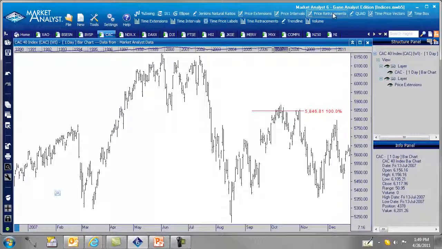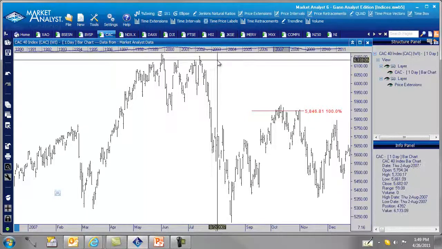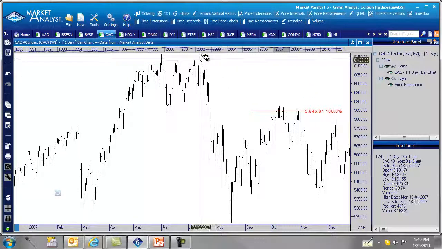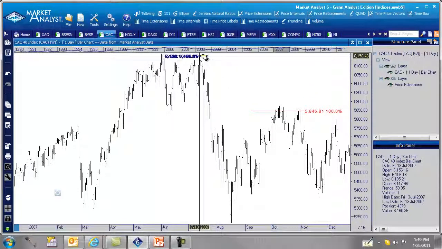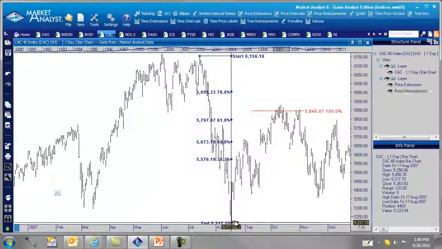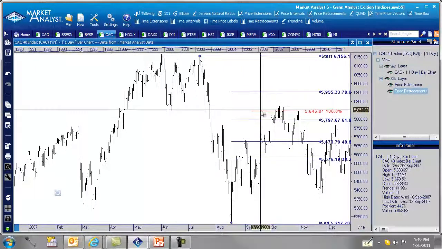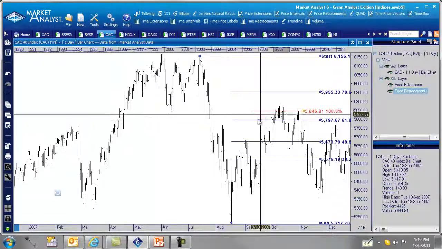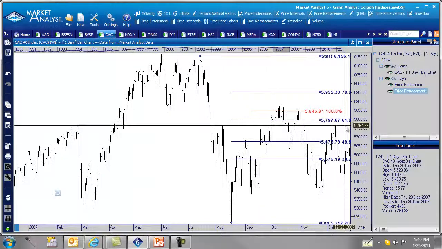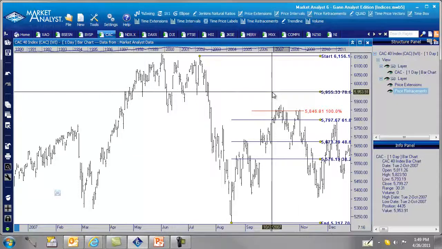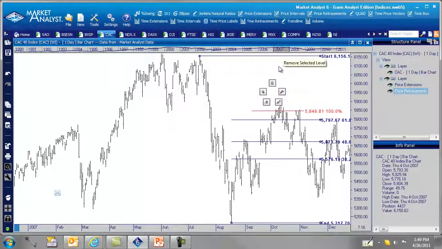And just a reminder, I don't have to keep going back up here to the toolbar. I can just right click, go to the wrench and hit price retracements. It's really fast if you click there. And you go down here, drag it across. Once again, we can see that the extension, the red line, is closer to 61.8 versus 78.6. So with that being the case, we can now get rid of these selected levels.